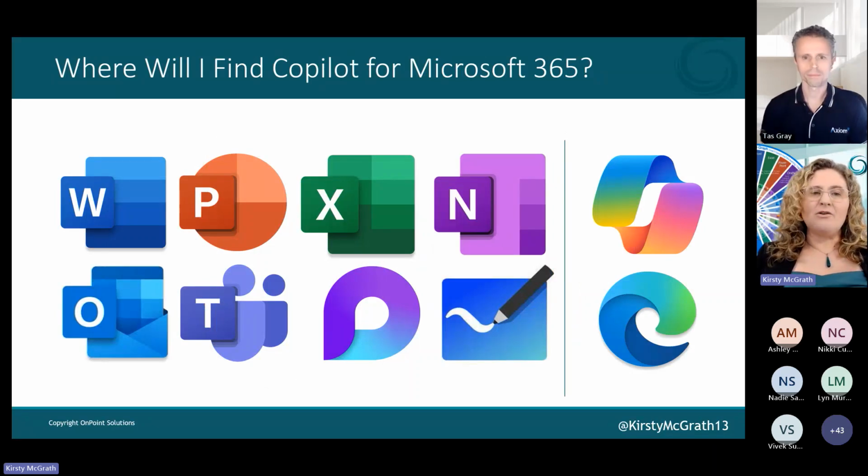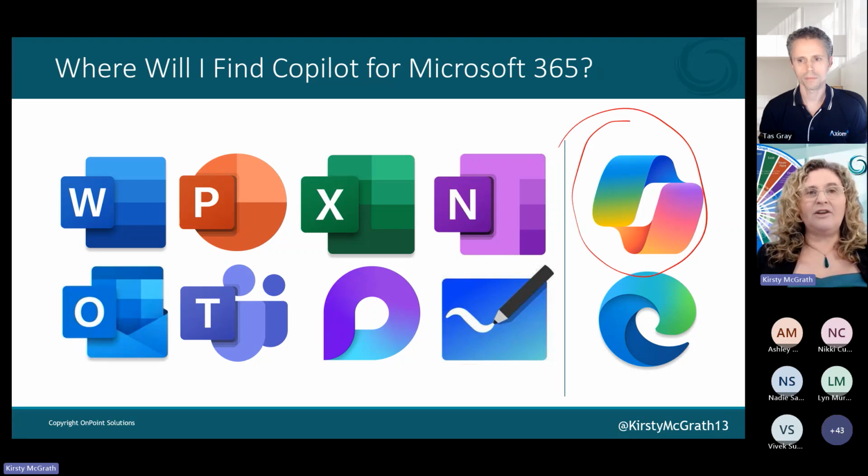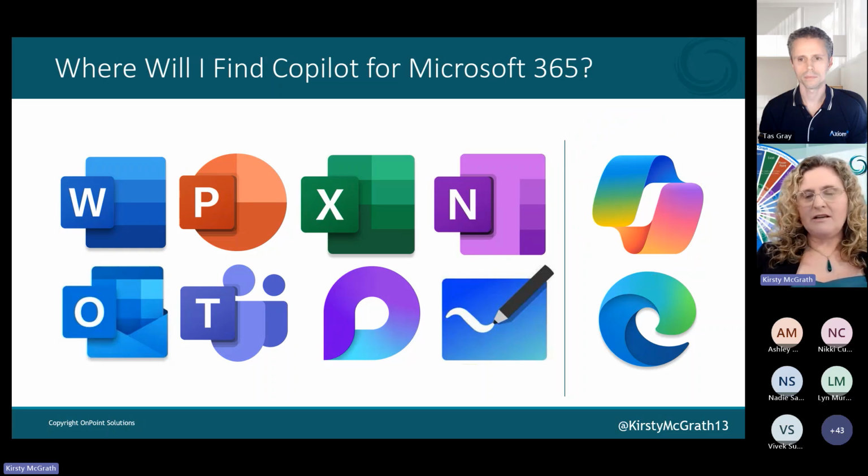For the main core things around Microsoft 365, you're really going to be doing across the Office suite, as well as Teams, Loop, Whiteboard. You've got it over in Edge and it's driving through Windows. So if you're looking for it, this is the icon that you're going to be looking for wherever you go. So this is your Copilot icon. Now I'm going to focus on a couple of core ones through here as demo examples, keeping it simple.